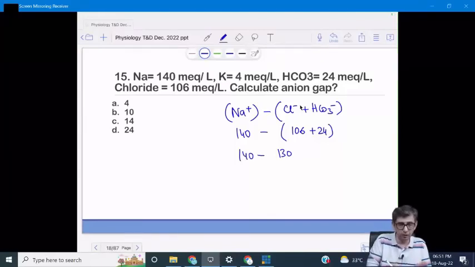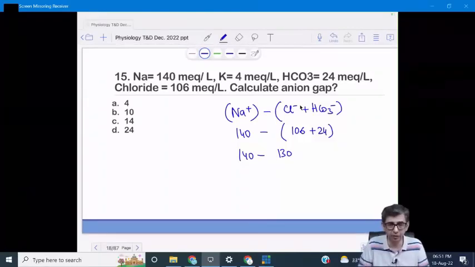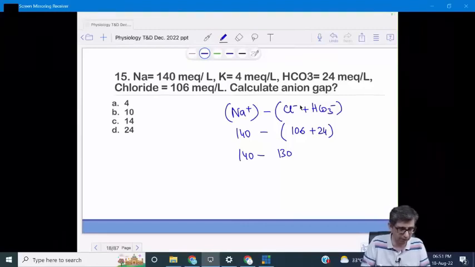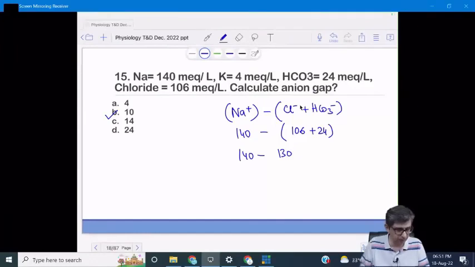The patient is having a normal anion gap. Do not take into consideration the value of potassium. That's the main hint for this particular question. The main hint for this particular formula is that the potassium values are not to be considered. The correct answer is option number B.